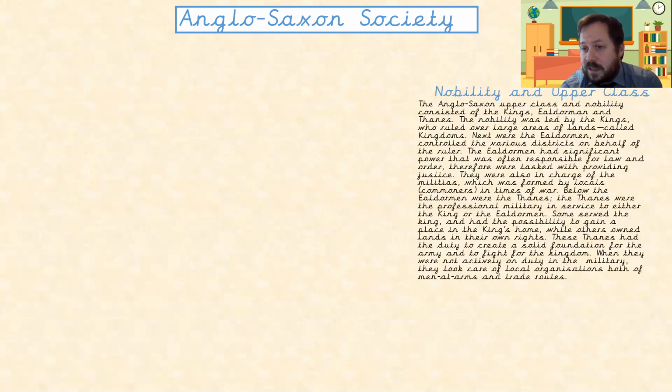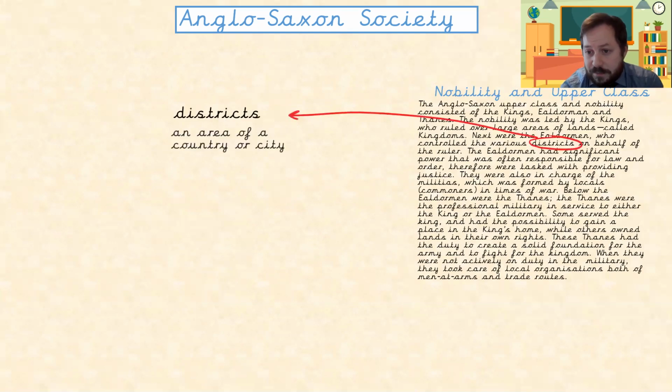Next, looking at the nobility and upper class paragraph, we have districts. So the king controlled the kingdom, and ealdormen were given various districts on behalf of the king. And what all that means is that it's an area of the country or a city. So you might have an ealdorman in charge of a city like Jorvik, or you might have them in charge of an area of land.